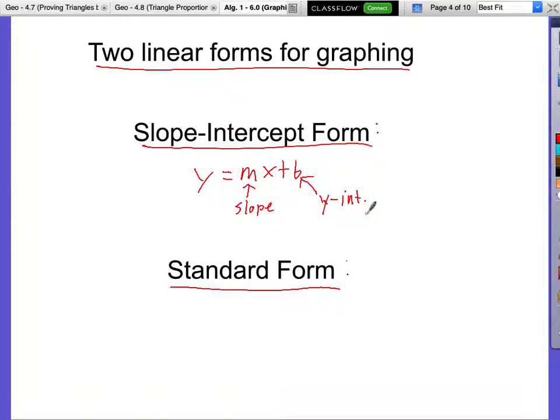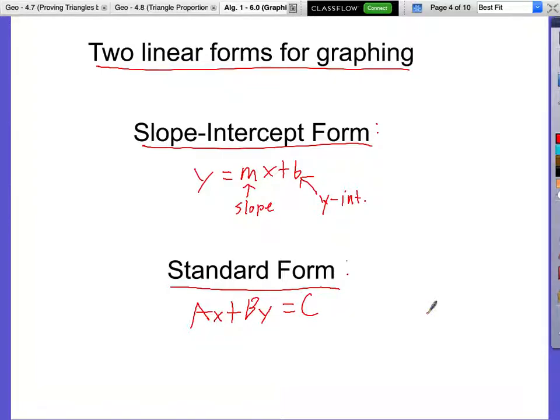Hey, who can remember what standard form looks like? We use this one less often, okay? Go ahead and say it louder. A plus B equals C. Close. Ax plus By equals C. Okay? Hey, you were pretty close. That's why I had to repeat it.